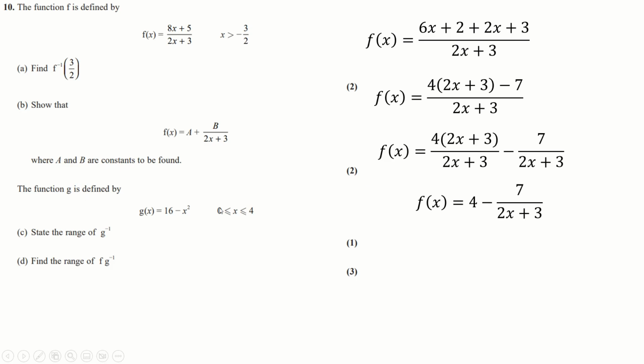The function g is defined by this with the domain of that. Find the range of g inverse. The range of g inverse is the domain of g. So the range is just between 4 and 0. Find the range of f g inverse.